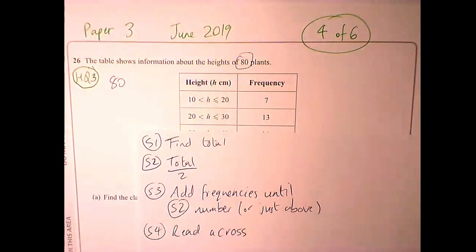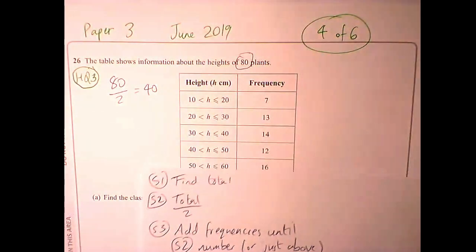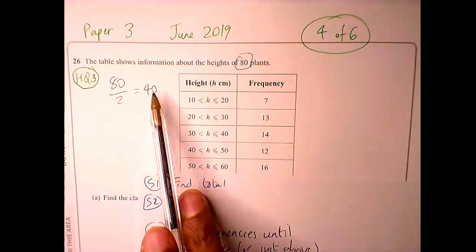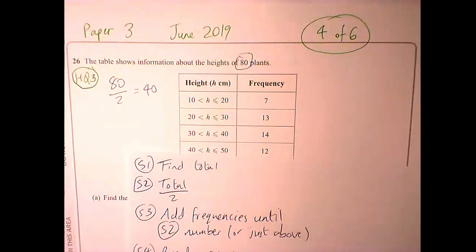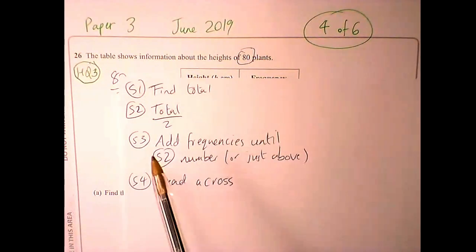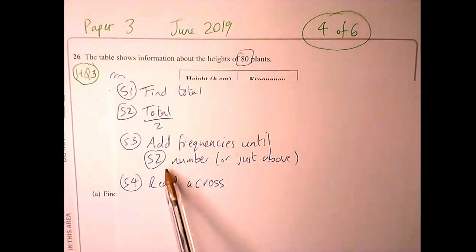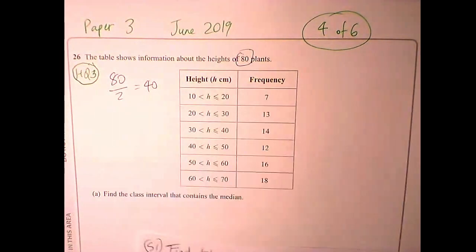Step 2 is divide by 2. 80 divided by 2 equals 40. So the number I'm looking for is my 40th value, the 41st spot in the table. So I'm going to do step 3. I'm going to add my frequencies until I reach 40 or just above.